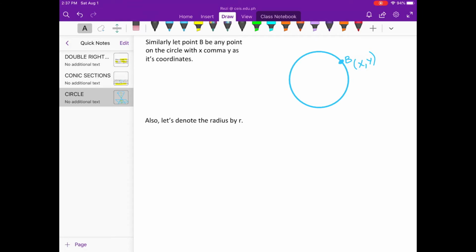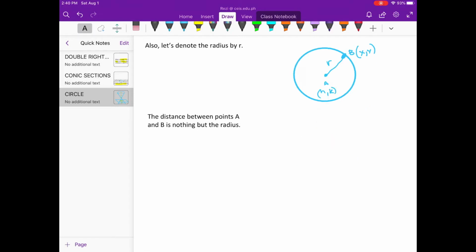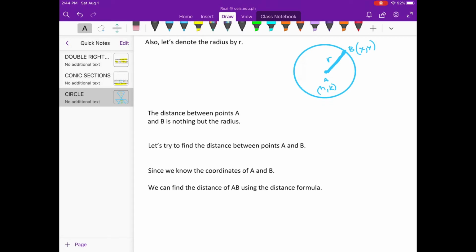Also, let's denote the radius by r. So if we connect point A, which is h comma k, and point B, which is x comma y, let's call that radius r. So the distance between points A and B is nothing but the radius. Let's try to find the distance between points A and B.